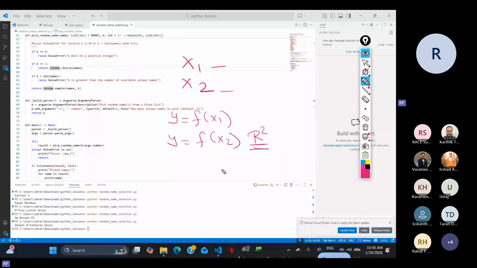So let's say R square in this case comes out to be 0.8 and R square in this case comes out to be 0.7. So X2 is a better predictor of Y. Then I will only have the X2 in the model, right? I will remove the X1 and not have it there. So that's the main thought behind that.